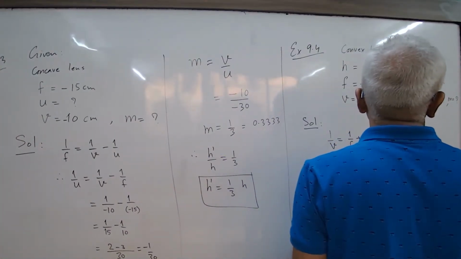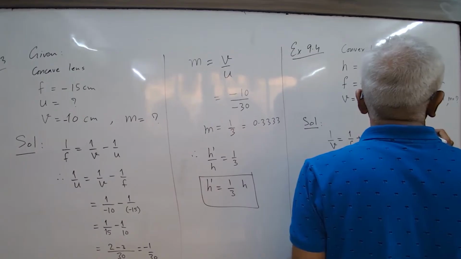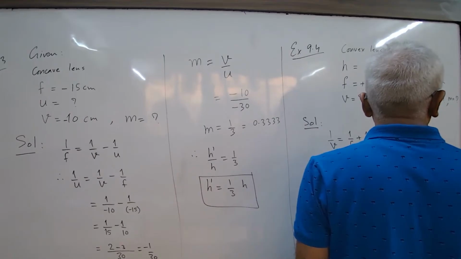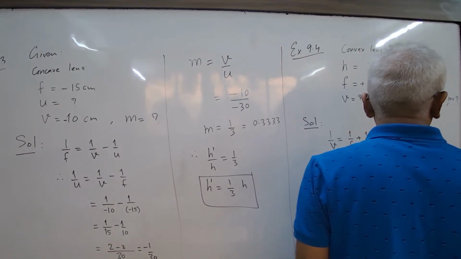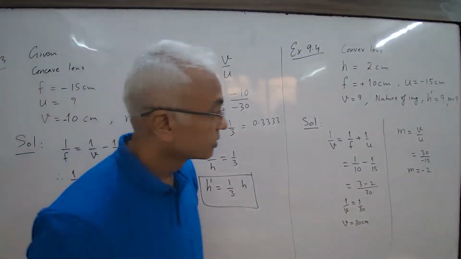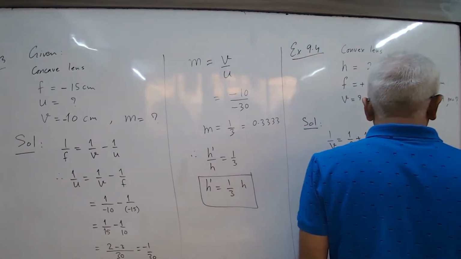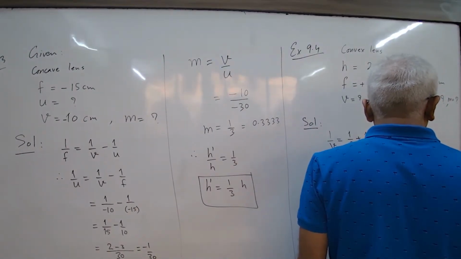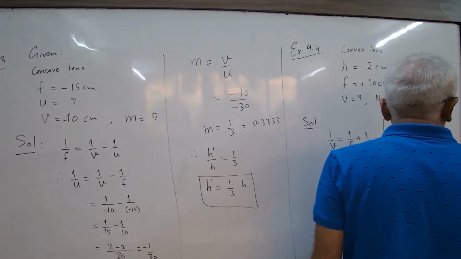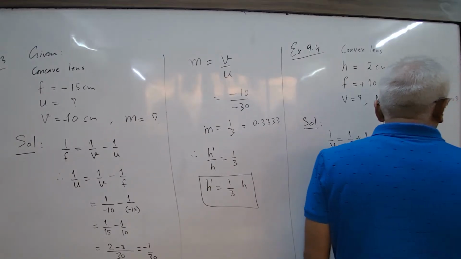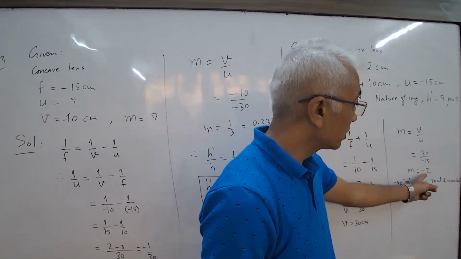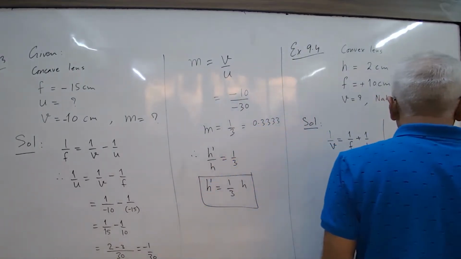So what is M? M is equal to V by U. 40 by minus 20. So this is minus 2. So negative sign of M means real and inverted. And the magnitude of M is greater than 2. So it is twice.